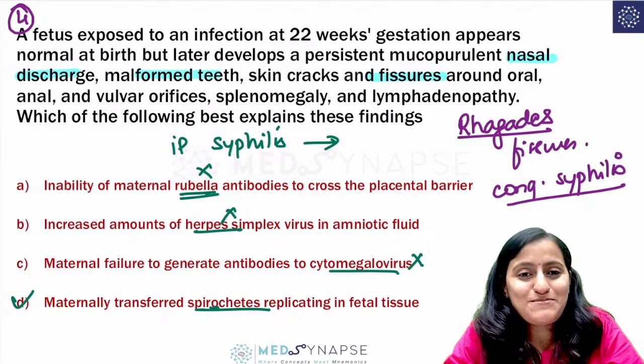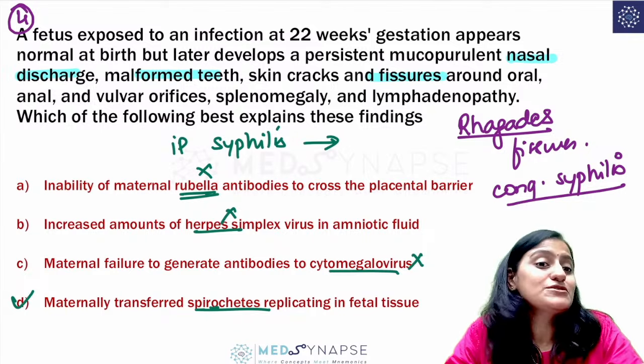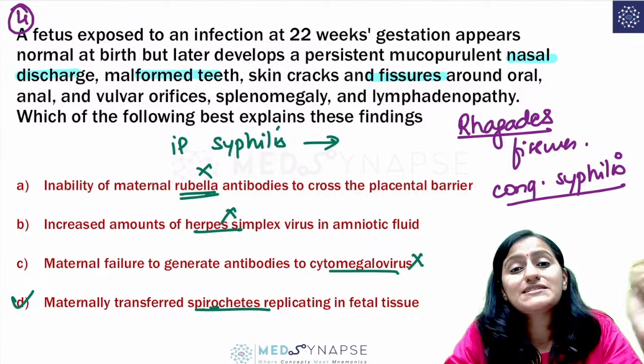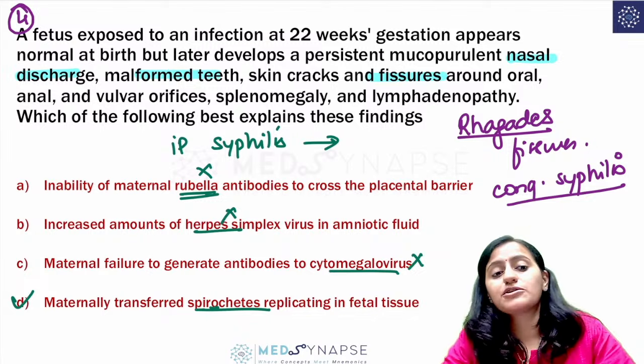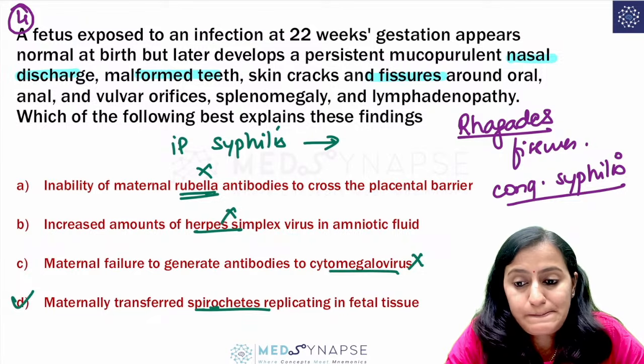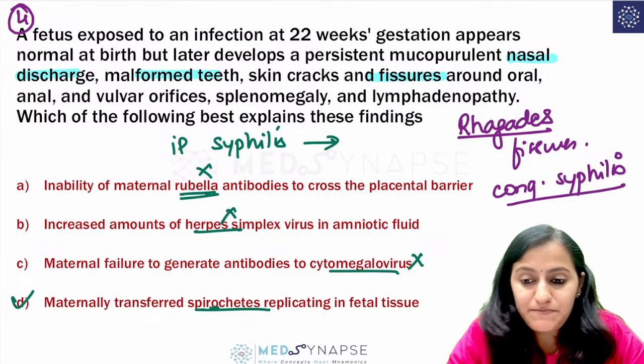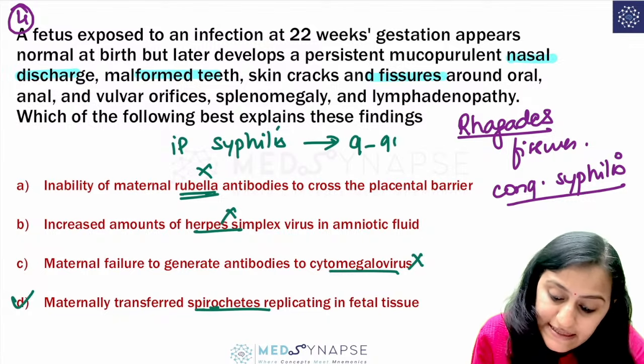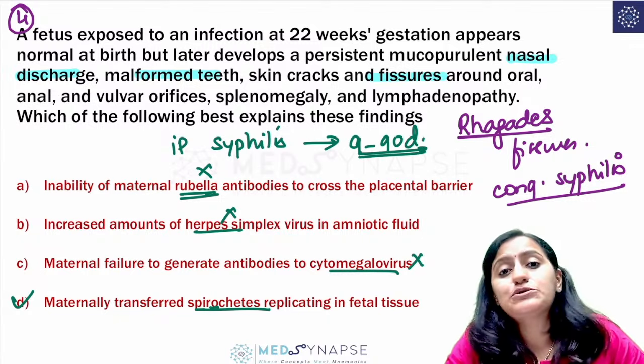Very good. Anonymous 007. Congenital syphilis is the only syphilis where you can see vesiculobullous lesions, right? In the cutaneous manifestation. Otherwise, you don't see it in syphilis. The incubation period, correct. It is 9 to 90 days. Okay, it varies from 9 to 90 days.